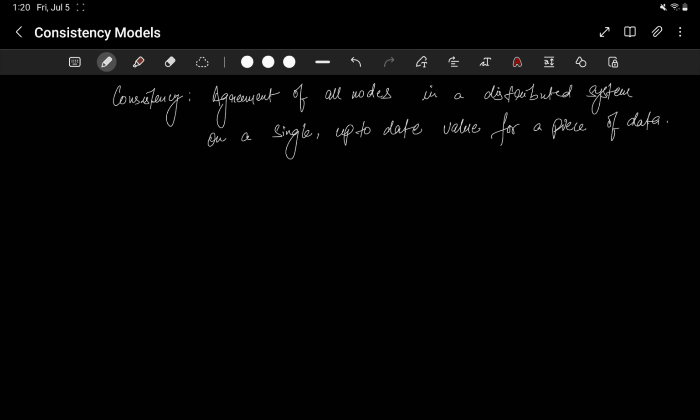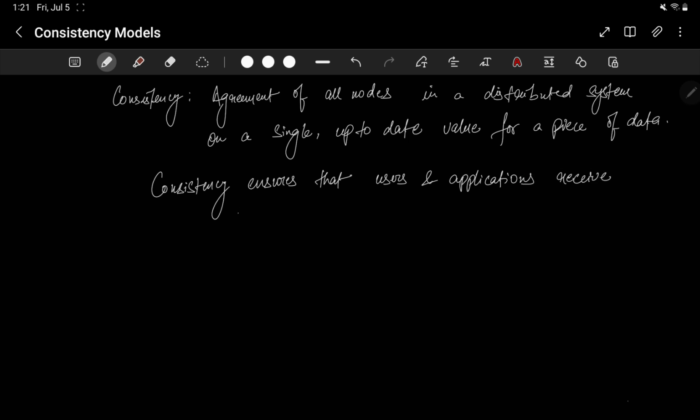Why do we need consistency? Consistency ensures that users and applications receive accurate and reliable information from the database.